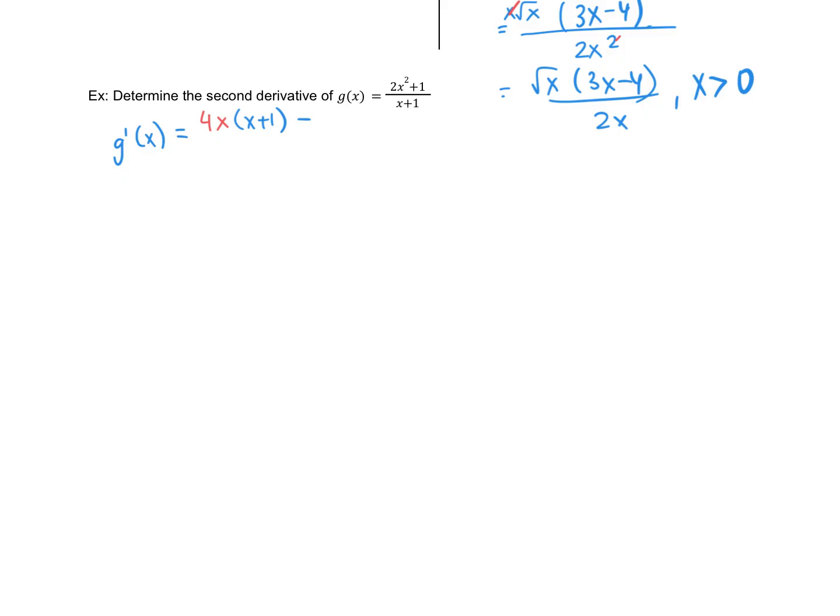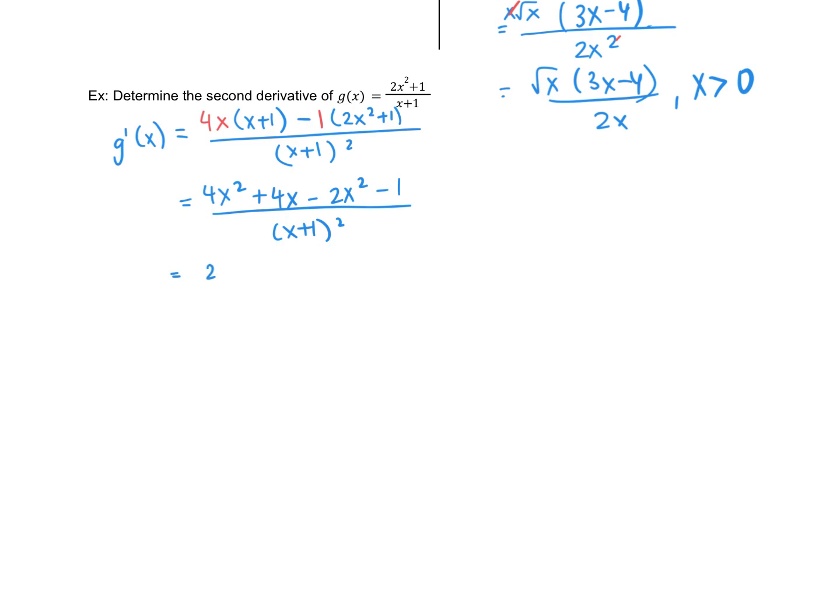The derivative of x plus 1 is just 1, and it'll get multiplied by the original top, all over x plus 1 squared. Okay, I'm going to clean up my numerator. 4x squared plus 4x, subtract 2x squared, subtract 1. Collect my like terms. Unfortunately, nothing canceled out. There was no factoring GCF in the 2 units that I could do. So this is as good as it's going to get.